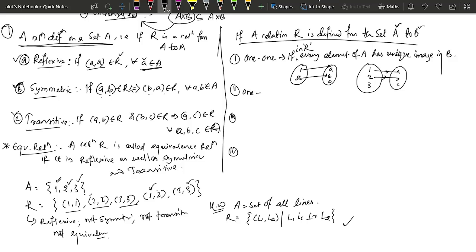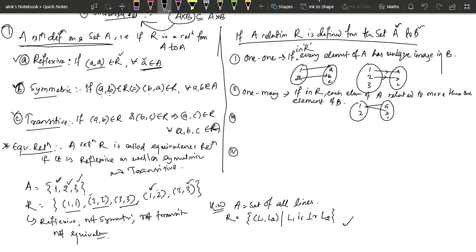Then one-many. So this term clearly says a definition that if each element of A is related to more than one element of B, that is, suppose {1, 2} and {a, b, c}, 1 is related to a also, 1 is related to b also. This type of relation is called one-many.